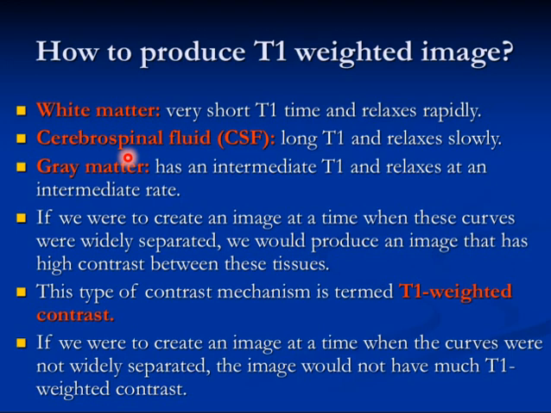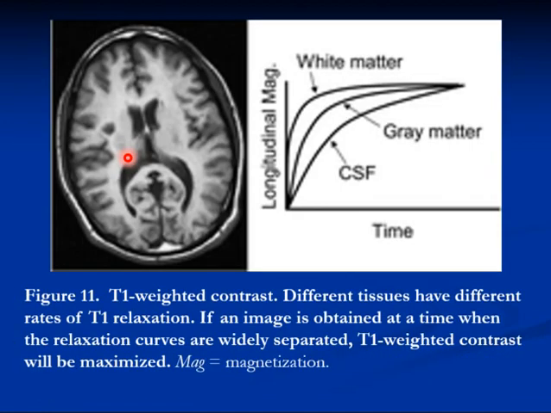If we were to create an image at a time where the curves were not widely separated, the image will not have much T1 weighted contrast. As we agree. For example, here, this is a T1 weighted image of the brain. We take it at the time of maximum separation of the curves to get the maximum contrast. T1 weighted image means we take an image when most of the protons are going through the T1 phase. And that's why we call it T1 weighted.